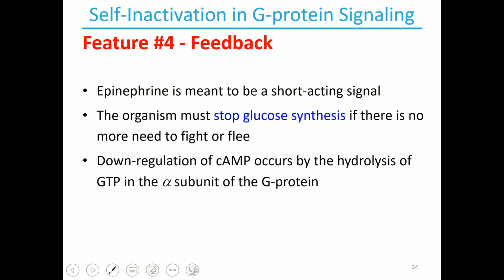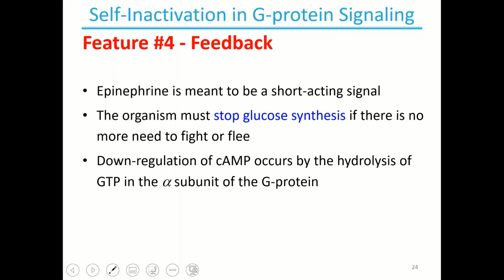Glycogen is just a chain of glucose molecules. It's just cutting up glycogen into glucose, but just be aware of that. It's not actually synthesizing it. Okay, so the organism has to stop that production of glucose, that liberation of glucose, if there's no more need to either fight or flee.